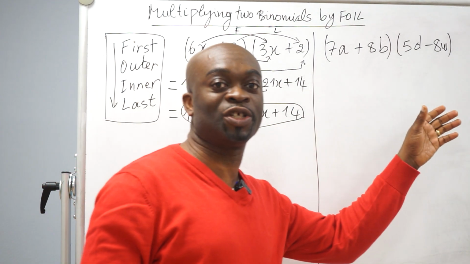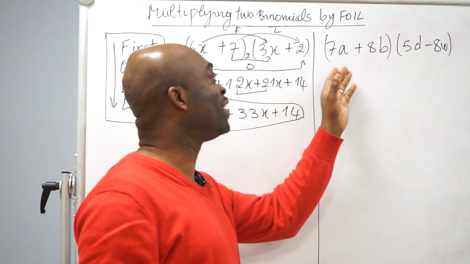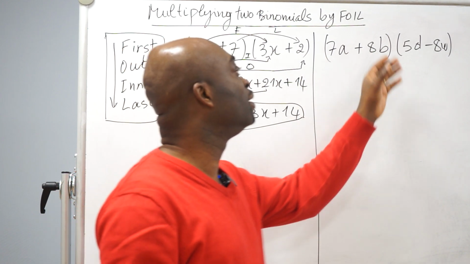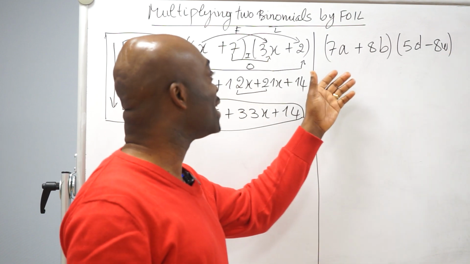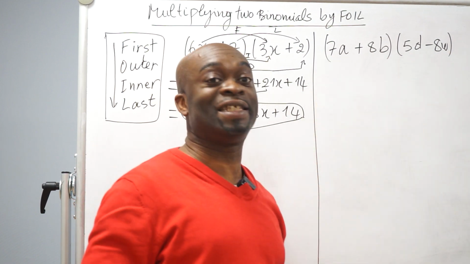We go for the second question here right now. So we have 7a plus 8b times 5d minus 8w. So as you guys can see, all the variables are different.